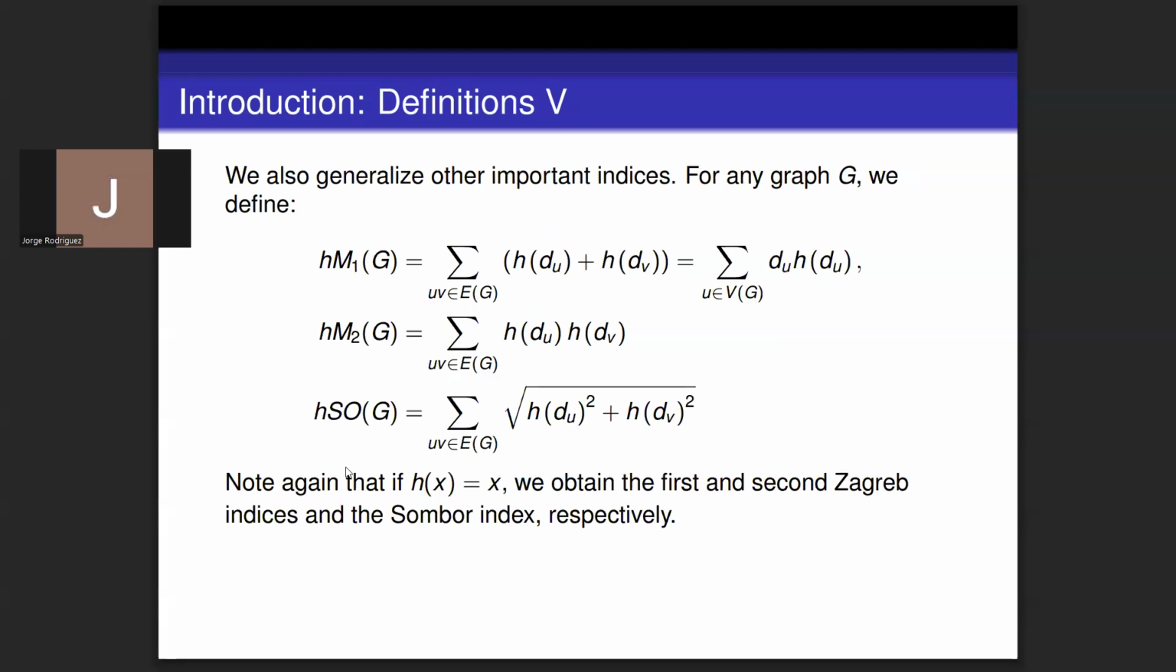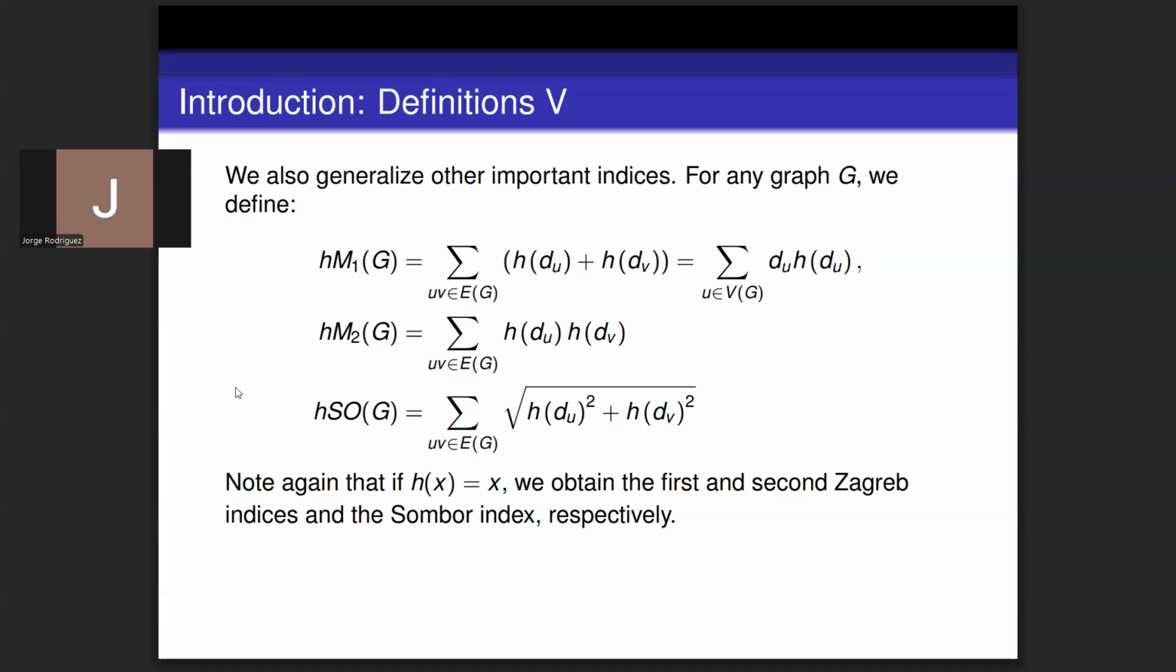We can also generalize some other important indices, such as the first and second Zagreb indices and the Sombor index. Let's say that for any graph G, we can define the following thing, this HM1, which is simply the sum over all the edges connecting two vertices U and B of the function H evaluated at the degree of U plus the function H evaluated at the degree of B, which is the first Zagreb index. And the second Zagreb index, this HM2, is going to be the sum over the same thing of H evaluated at the degree of U times H evaluated at the degree of B.